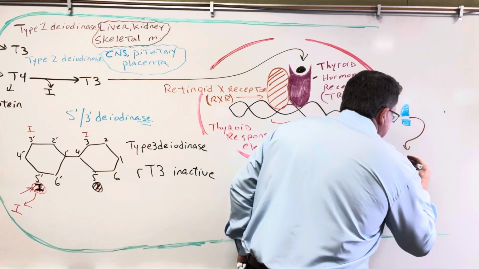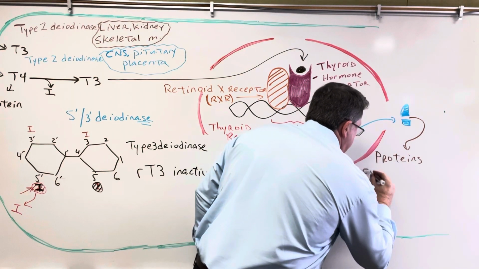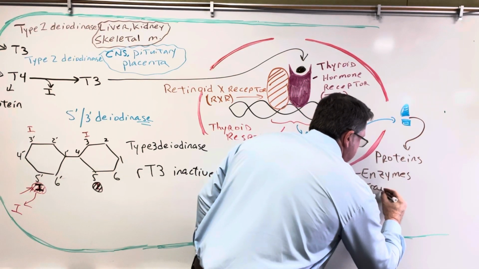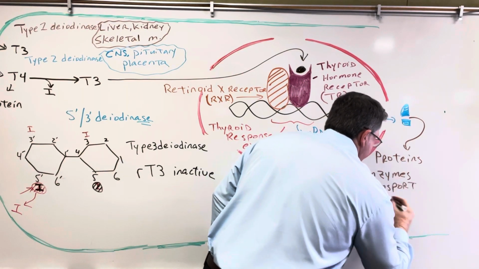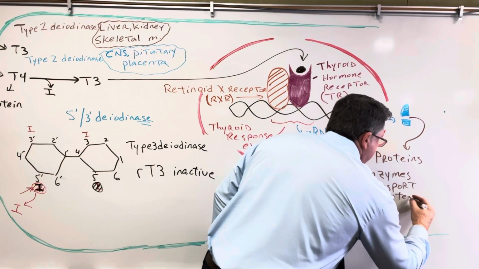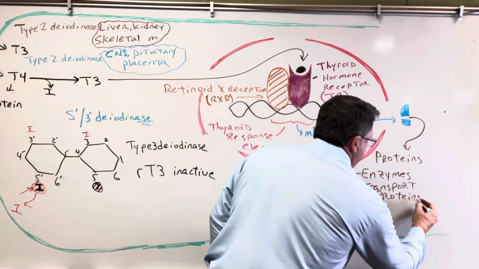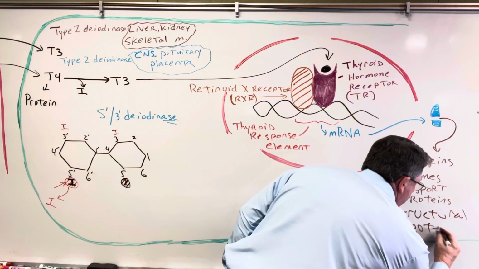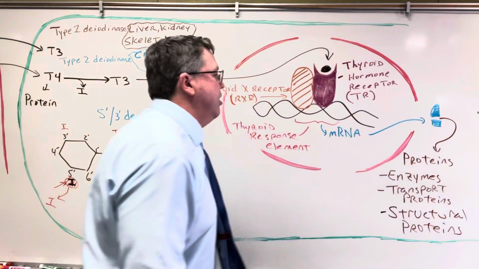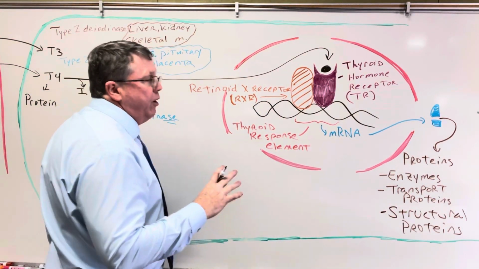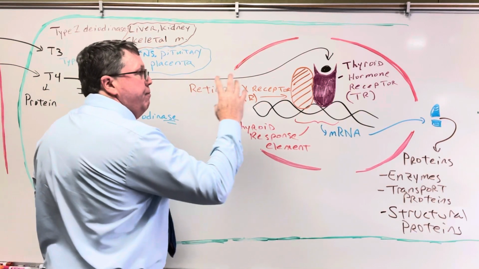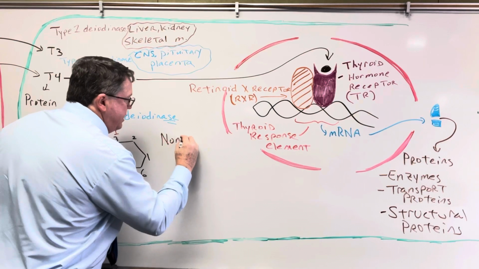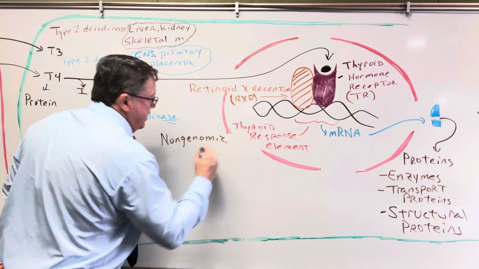And basically the proteins it's going to make is it's going to make enzymes, okay? It's going to make transport proteins, and it's going to make structural proteins. So basically what these are going to do is they're going to increase the cellular activity. So not only does thyroid hormone play a role in making the genes produce proteins, but it's also going to play a role in non-genomic activities inside the cell.